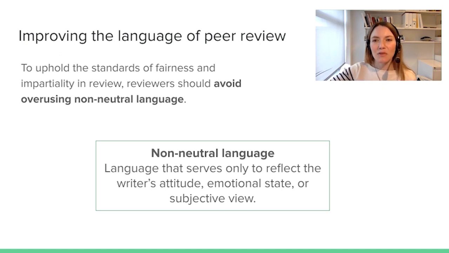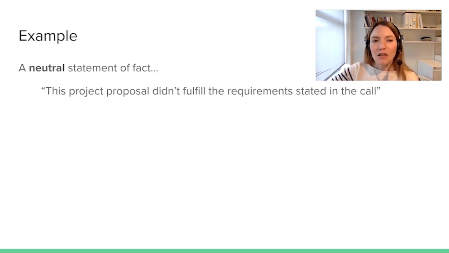Let's look at an example of what I mean. Here we have a neutral statement that we might see in a review of a grant proposal. The project proposal didn't fulfill the requirements stated in the call. Now, we call this neutral because this sentence is a simple matter of fact. It's either true or false, and anyone could check the evidence and come to the same conclusion as the reviewer.